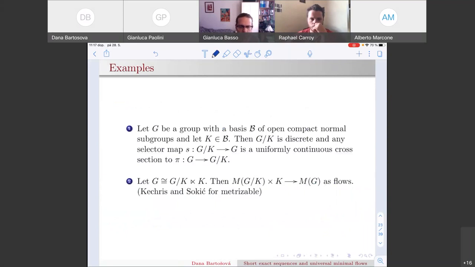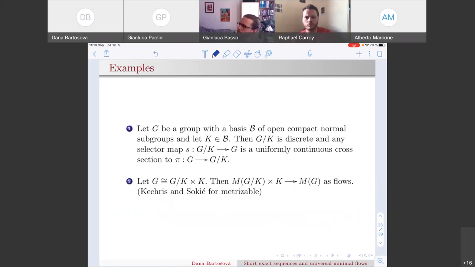So where I started really was the ones that were totally disconnected, where I have a basis of open subgroups. So in here, open compact subgroups, right, when they're locally compact. Now if I have a subgroup that is normal among these, then I get that the quotient is going to be discrete. And then selector maps are always uniformly continuous, right? I mean, an arbitrary selector, because of the discreteness. So I do get this result. If I have a small invariant neighborhood group of automorphisms that is locally compact, then I can always do the splitting because the uniformly continuous cross-section is for free.